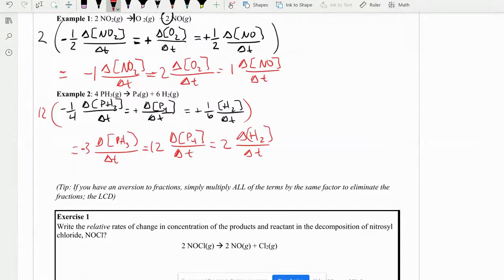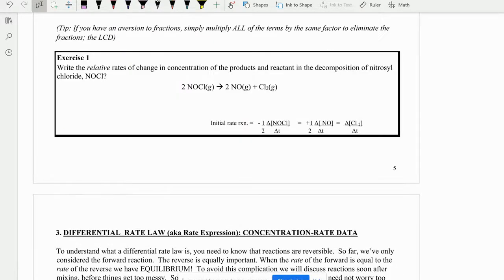Okay, so once you know how to set these up, you could just, again, take the data that's given to you in a particular problem and plug in those values. Let's do exercise 1 here. It's asking us to write the relative rates of change in concentration of the products and reactants in the decomposition of nitrosyl chloride, which we write as NOCl.